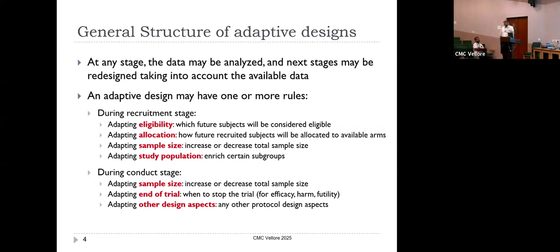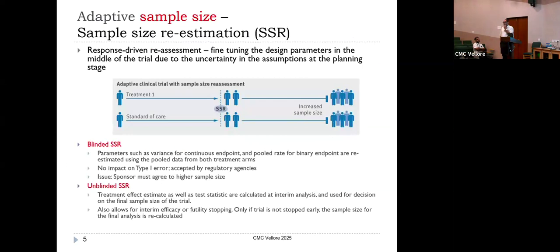You cannot reallocate differently because you already allocated everybody during the conduct stage, unless you have new people because you've increased the sample size. So what most people find very, very attractive to do is sample size re-estimation. And so we'll go through this slowly.